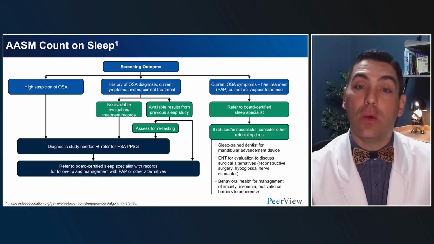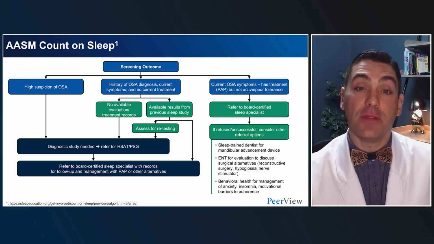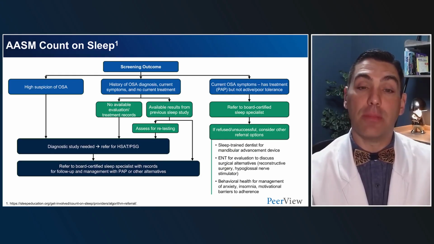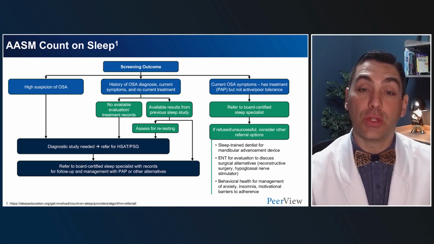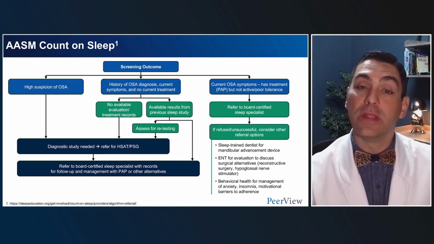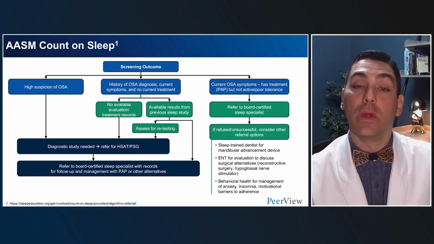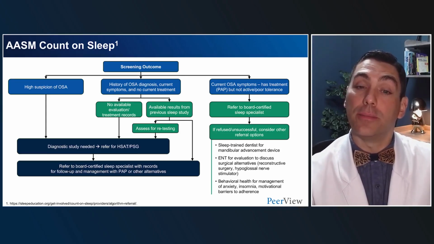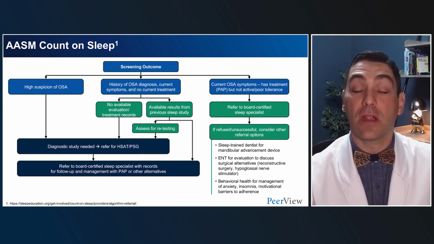Now, how should we screen these patients? If there's a high suspicion of obstructive sleep apnea, a diagnostic study, either at home or an attended sleep study, should be pursued. If there's a history of obstructive sleep apnea diagnosis or current symptoms, but not current treatment, we should consider either a sleep study, or reach out for previous sleep study results if they're available.